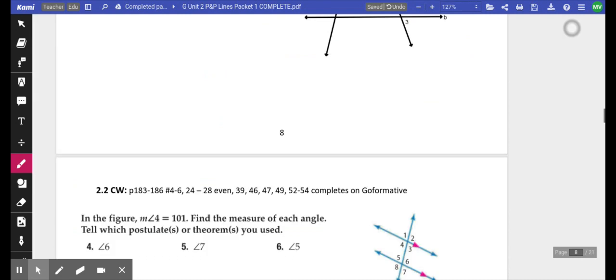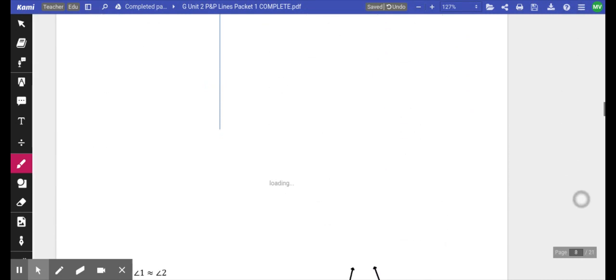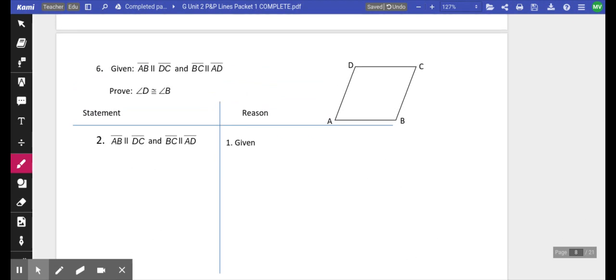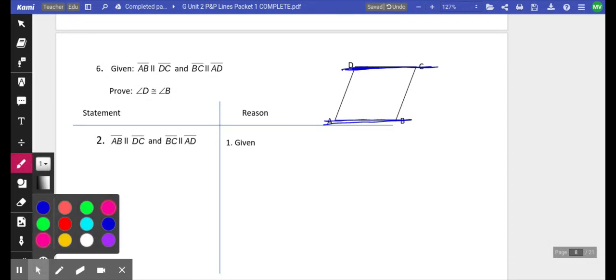We have 2 more proofs to do today, and that's it for our notes. So, number 6. I know AB is parallel to CD. And actually, we're going to do this one in our notes, and then we'll do the next one in class tomorrow. And then I know that BC is parallel to AD. So I have a pink pair and a blue pair. And I want to prove D is congruent to B.